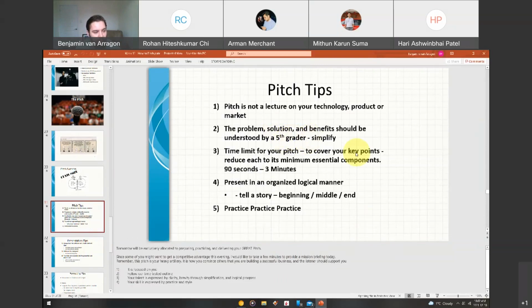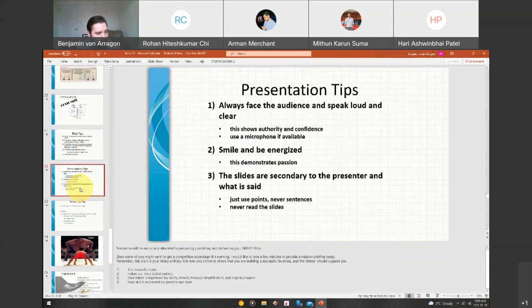Keep it to its time limit. So if it's 90 seconds or 3 minutes, keep within it. And be organized. Tell a story. Have that beginning, middle, and end. And practice, practice, practice for next week, right?